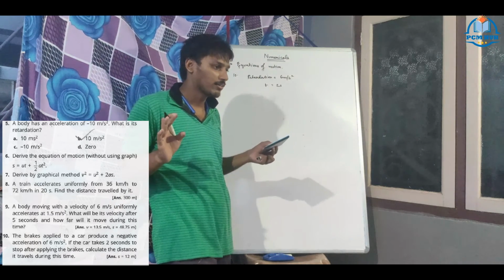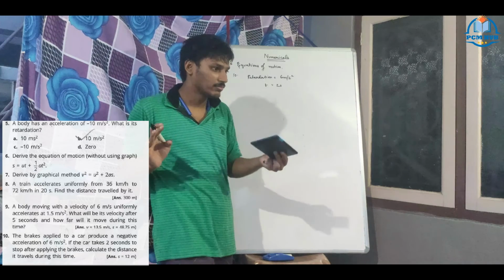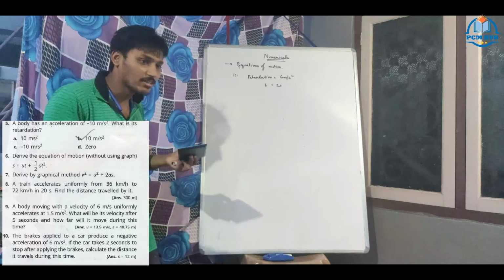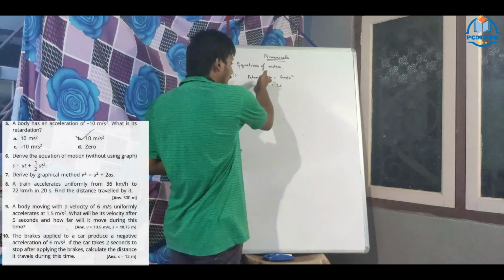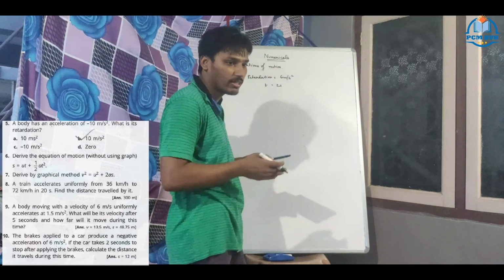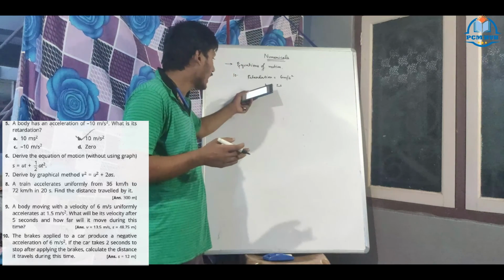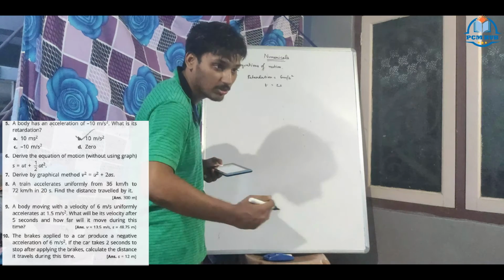Suddenly a dog came in between, and he applied the brake. No, this is an example problem. So the retardation he is applying is 6 meters per second squared. The car is applying retardation of this much. When he applied the brake, it took 2 seconds. How much distance does it need to stop?